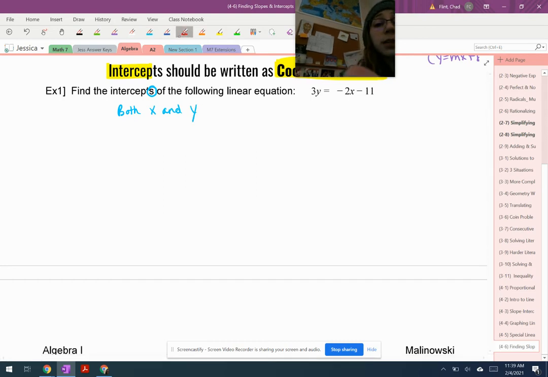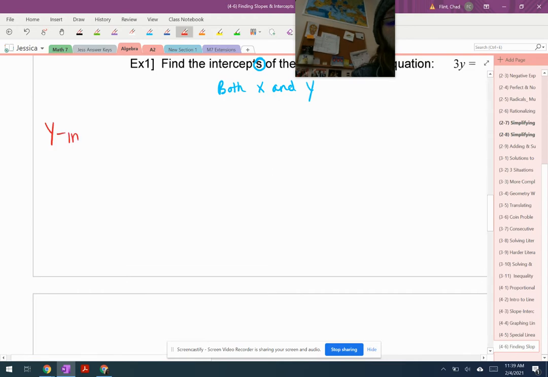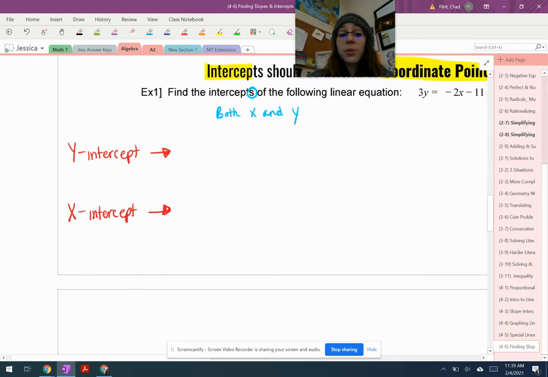So I'm immediately going to make a reminder of that so I know that I need to do that. So my y-intercept is going to be something, and then I'm going to get something for my x-intercept. And those are not going to be the same because a y-intercept is not the same as an x-intercept.